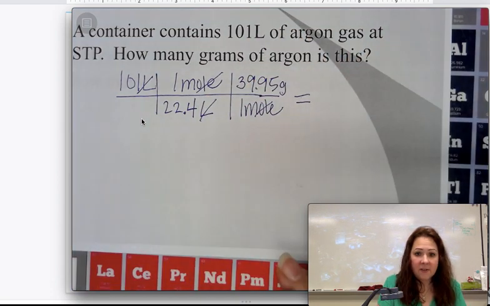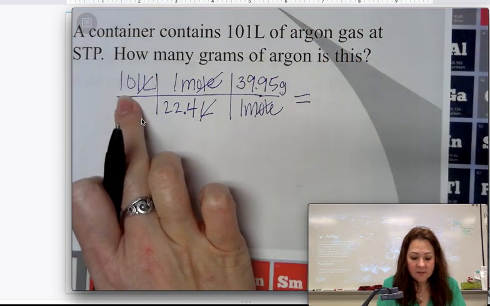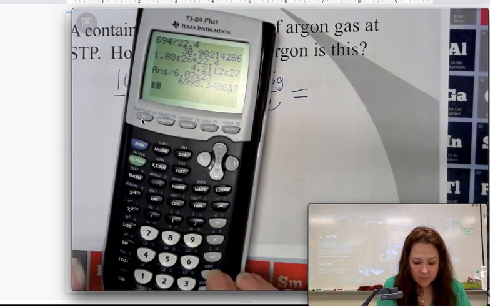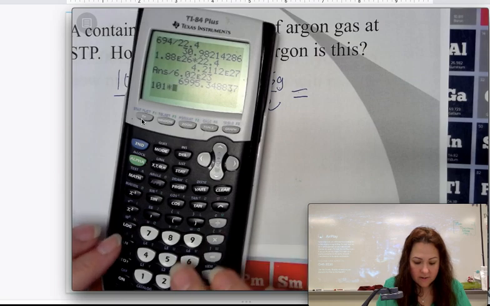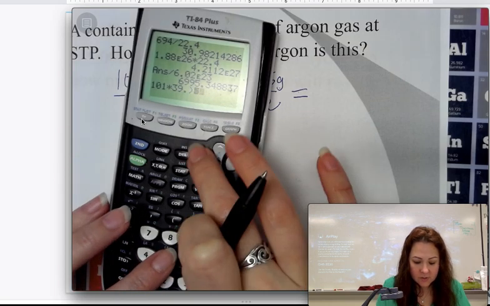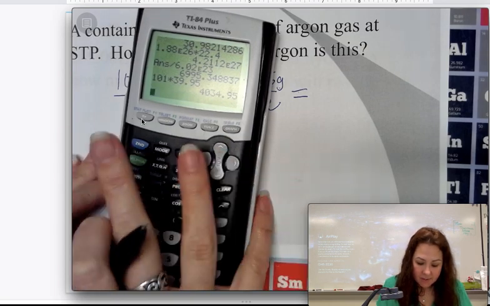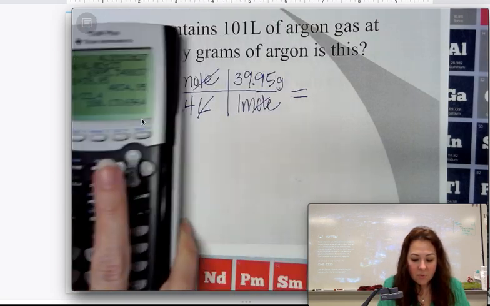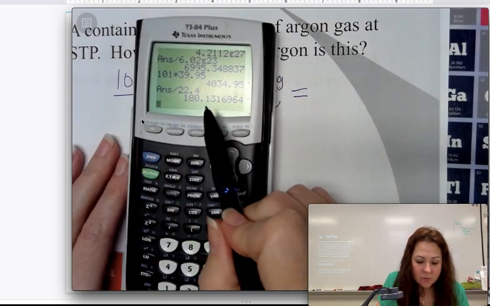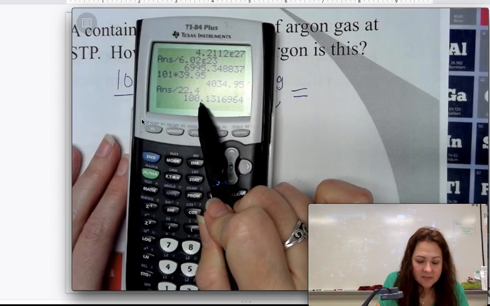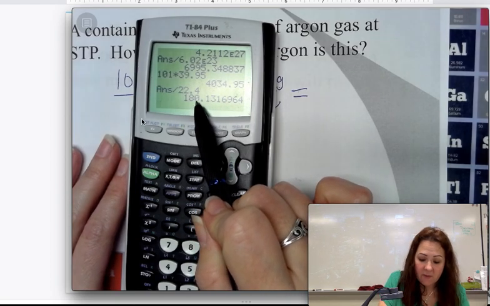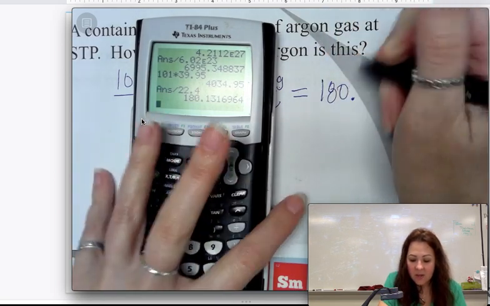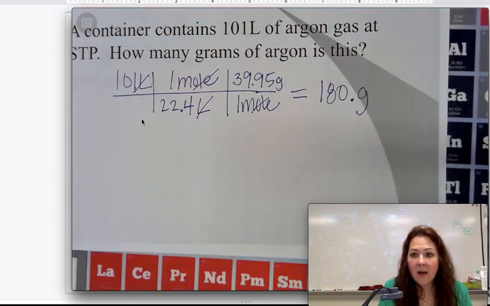I have 3 sig figs here, so I'm going to need 3 sig figs in my answer. 101 times 39.95. I'm really struggling today, sorry. Divided by 22.4. To get my 3 sig figs, I have 1, 2, 3. 1 makes the zeros stay the same, so I'm going to have 180 with a decimal place at the end in grams. I hope that that's helpful.